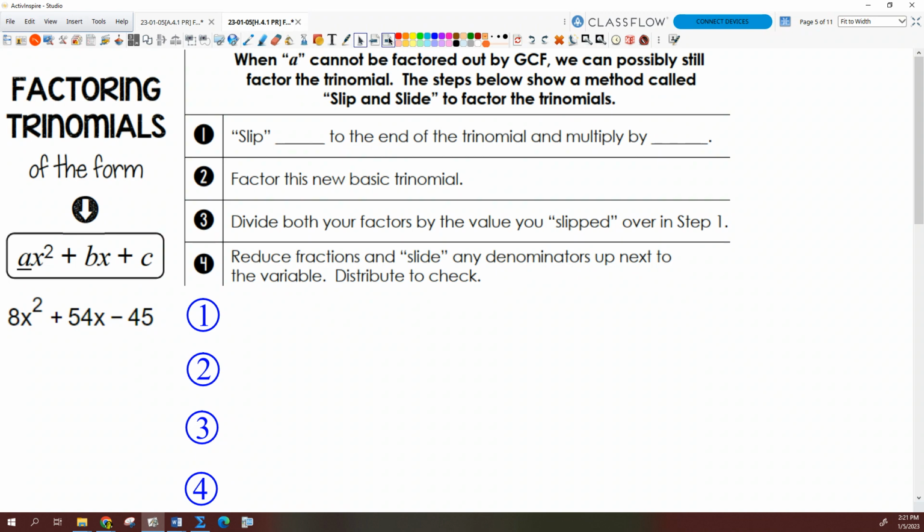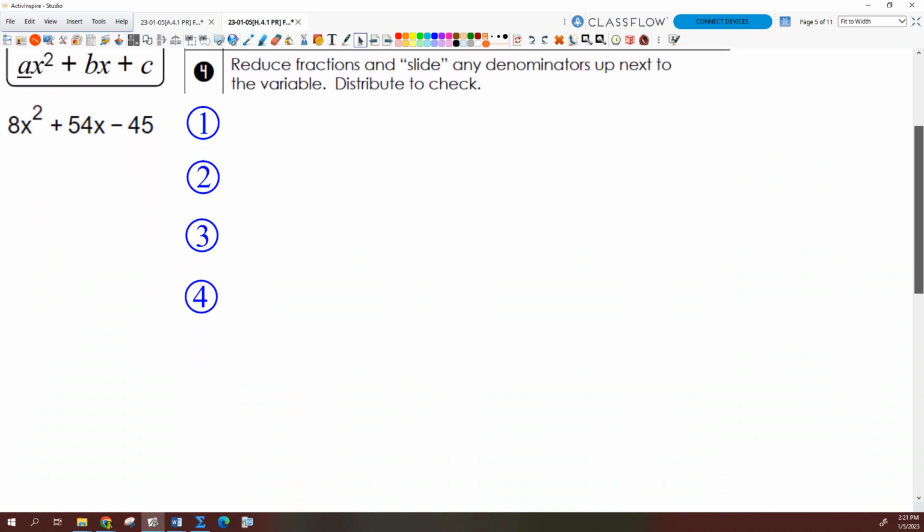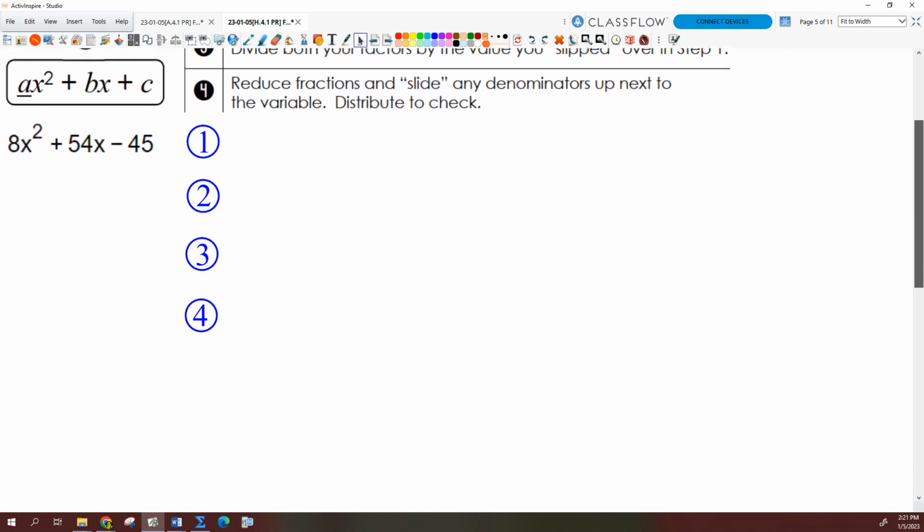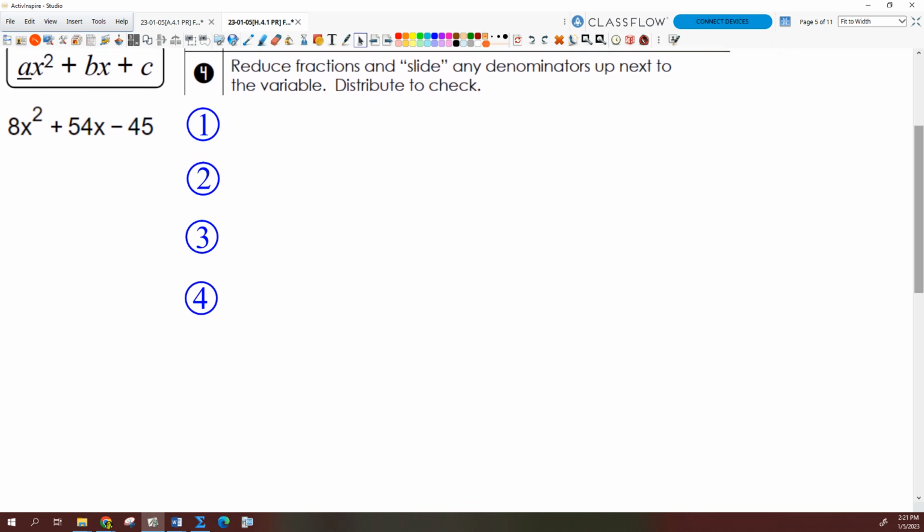So what about this guy? We're going to follow those steps, right? We know the steps. Slip a to the end, factor the basic trinomial, divide all the magic numbers by a, reduce the fractions, and slide denominators forward, right? There's our steps. Okay. Can I undistribute anything? No, I'm stuck. Okay. So what does my basic trinomial become for step 1 here?